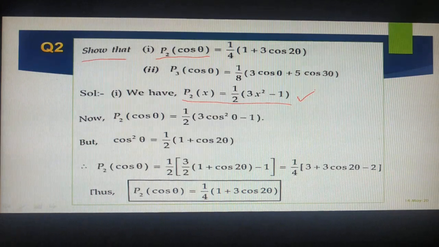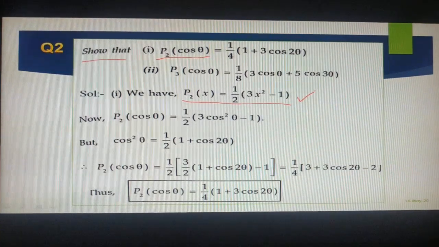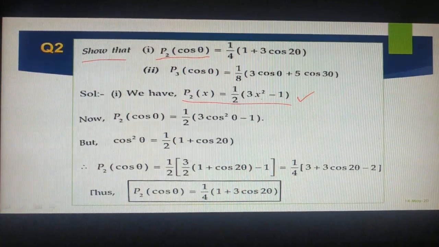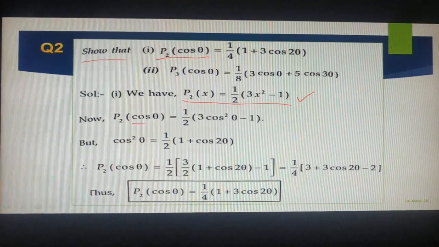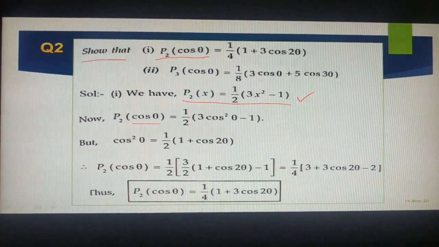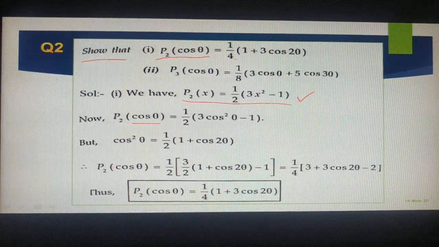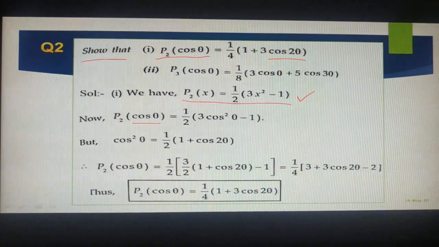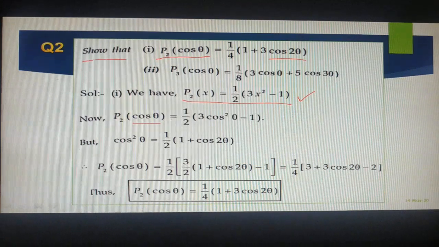Here P2 of x is nothing but Legendre's polynomial, and this result we got from the Rodrigues formula: 1 by 2 of 3x square minus 1. Now we know this. In place of x, I am substituting cos theta, because I have to show that P2 of cos theta should be equal to 1 by 4 of 1 plus 3 cos 2 theta. So I am just substituting in place of x.